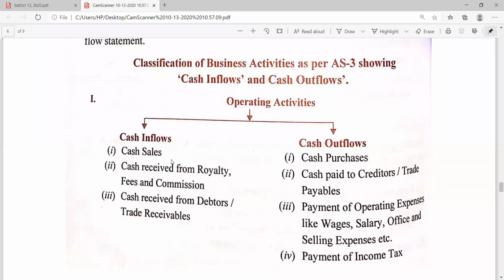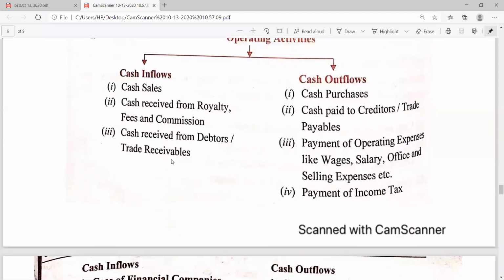In operating activity, what are the inflows? Cash sales, cash from royalty, cash received from debtors, cash purchases. These are the outflows: cash paid to creditors, payment of operating expense, payment of income tax.